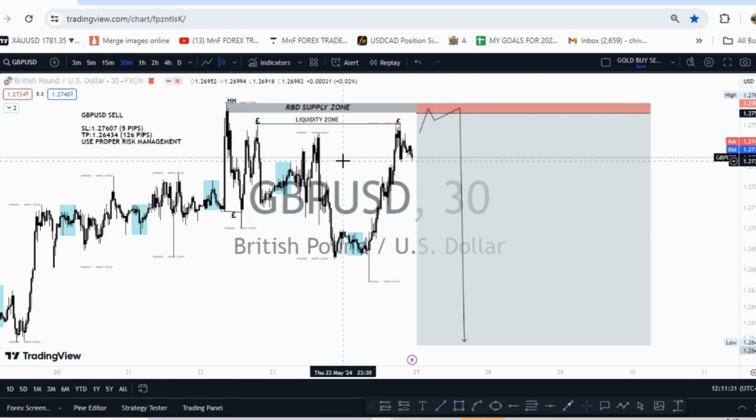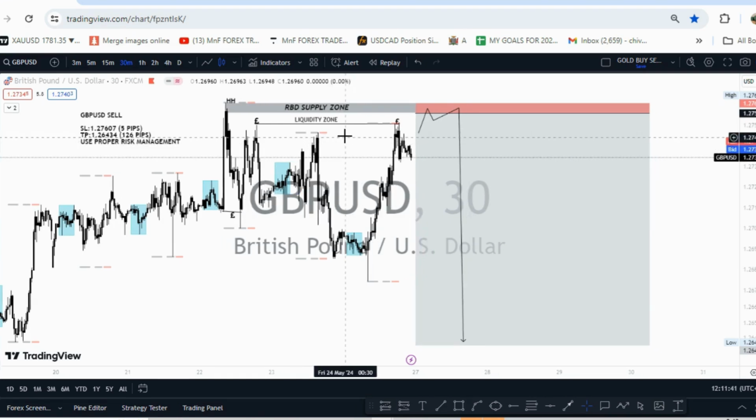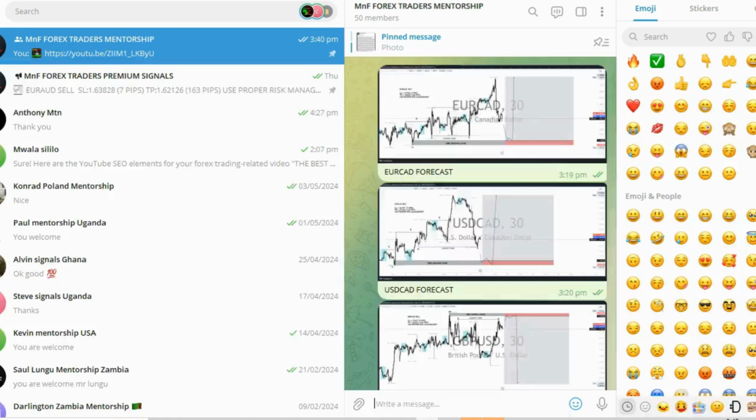All right. So once the market has come to that particular area, then you decide what to do, whether you're going to sell or not get involved, depending on how the market is going to respond to that particular level.